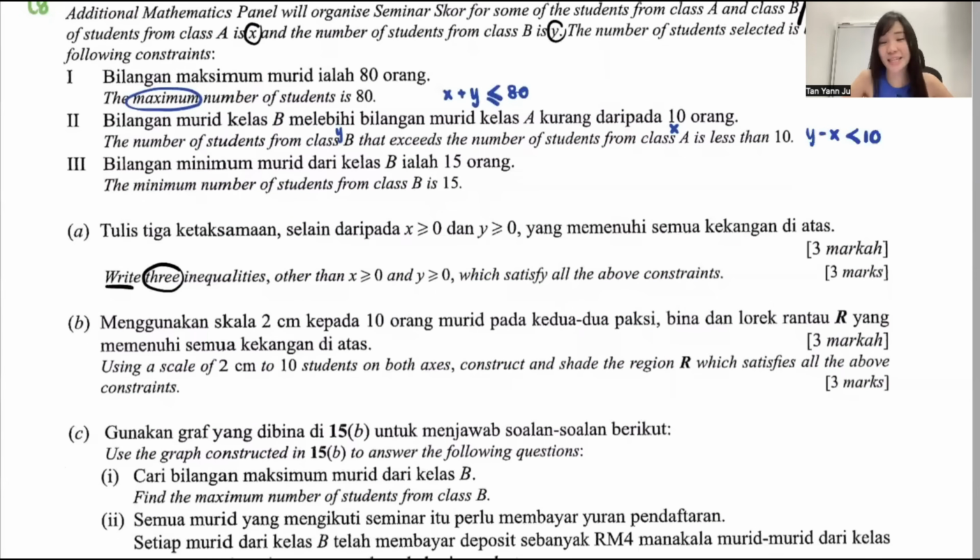No, because they say less than. They didn't say less than or equal to. Okay. Next one, the minimum. The smallest, the minimum number of students from class B. Only class B, don't have class A or class B is Y. So minimum is 15. Minimum means at least.